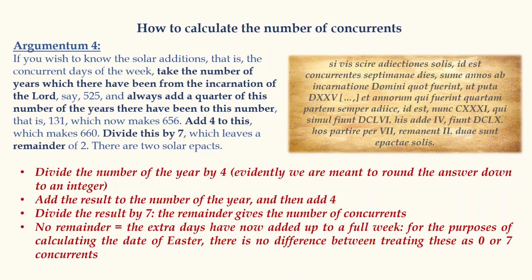If you can remember all the way back to the very first calculations we saw, we used concurrents in a calculation which involved a division by 7, and we were interested in the remainder. Obviously, if you divide 1 by 7, you get 0 remainder 1.